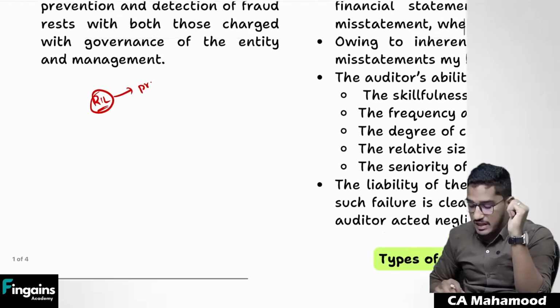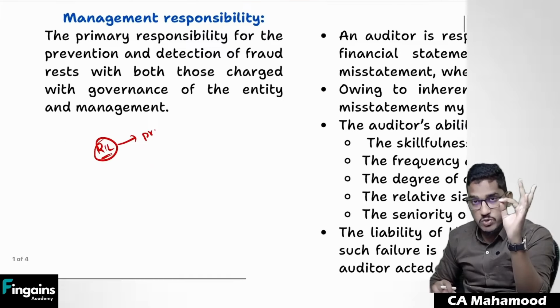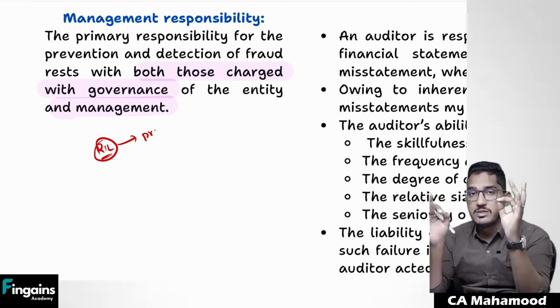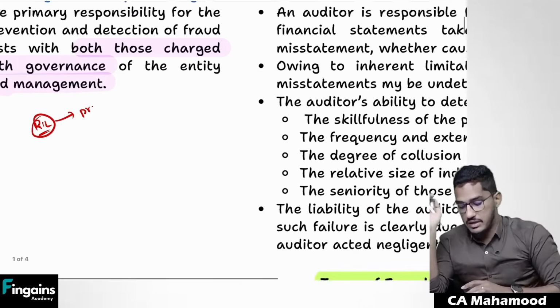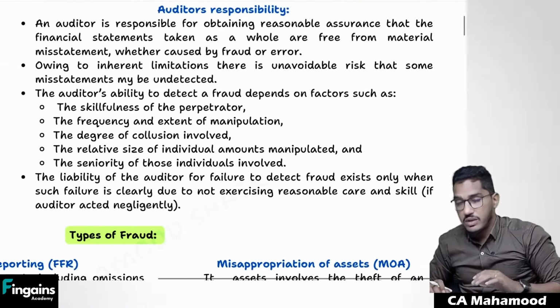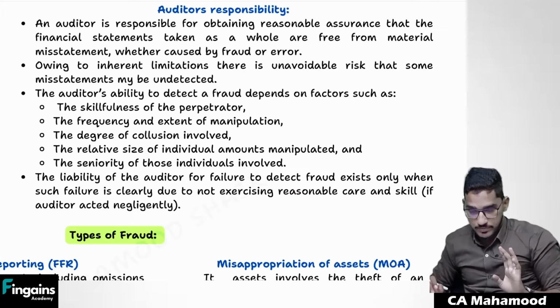The standard says the primary responsibility, the major responsibility, the first and foremost responsibility for prevention and detection of fraud rests with management and those charged with governance. Who is primarily responsible for ensuring prevention and detection of frauds? Management and those charged with governance. So then what is the auditor's responsibility? See, no standard has told that the auditor is responsible for prevention and detection of frauds.